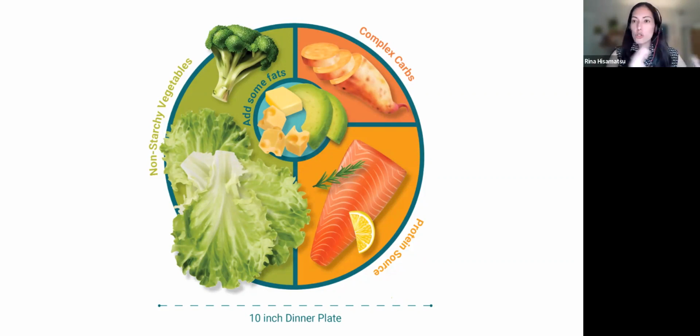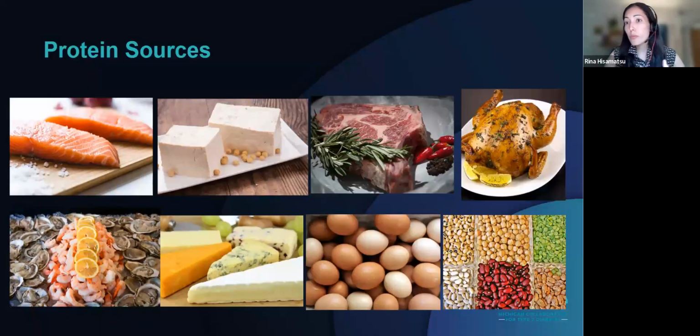So just wanted to show you basically the different types of foods that may be incorporated in each section of the plate. All right, so step 1, protein sources. As we know, protein is found in many different types of animal sources as well as plant-based sources.